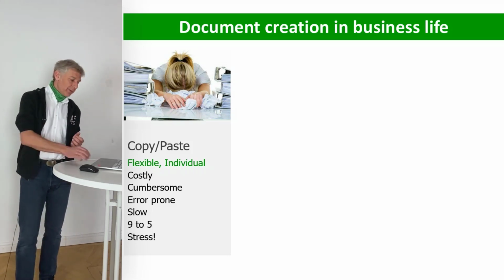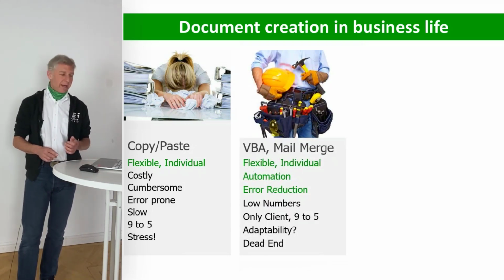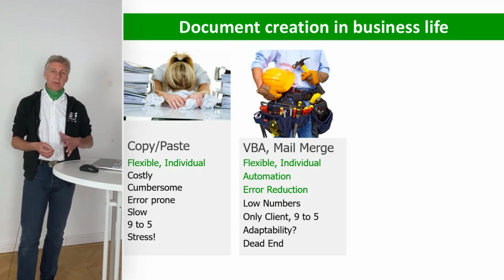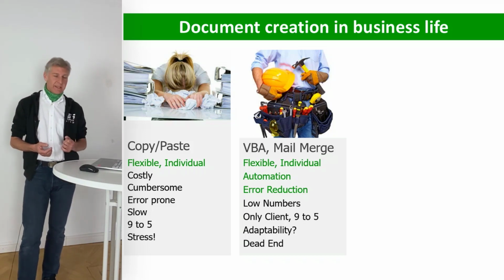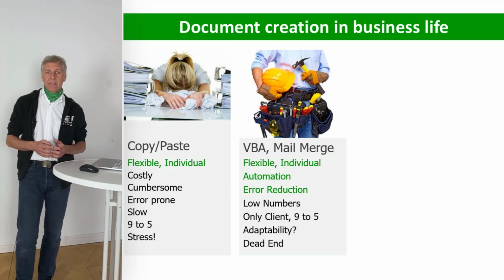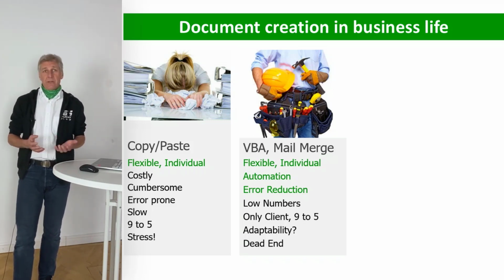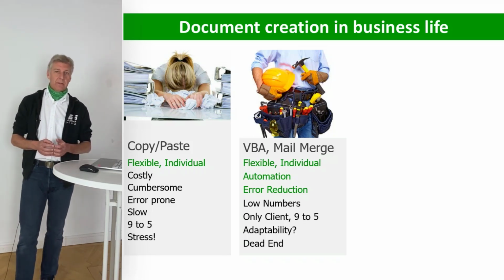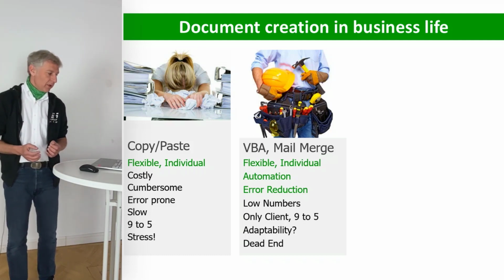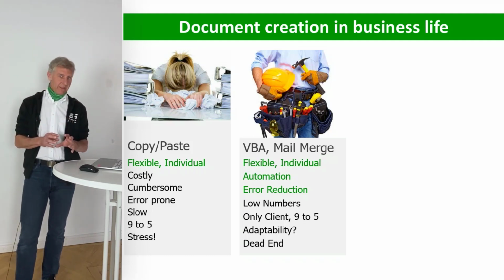Okay, business users tend to help themselves, and there are options on the Microsoft platform like Visual Basic for Application, macros, Office scripts, mail merge, and it is flexible and individual, it stays that, and it is an automation approach, so that it reduces the errors, but it's still in low numbers, and the adaptability is, how to say, catastrophic. Because if you want to maintain Visual Basic for Application macros, believe me, that's highway to hell. Okay? So from an automation perspective, that's a dead end.